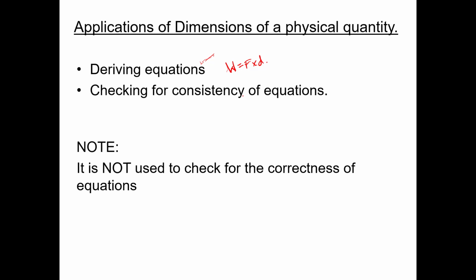Now we also need to note that this knowledge of dimensions is not used in checking for the validity, in checking for the correctness of an equation. For example, you can have an equation of V is equal to 2U plus 10AT. This equation is dimensionally consistent, we shall see this later on, but this equation is wrong. The correct equation is supposed to be V is equal to U plus AT. In other words, the first equation of motion. So the knowledge of dimensions can check for the consistency of equations, but it cannot check for the validity or the correctness of an equation.